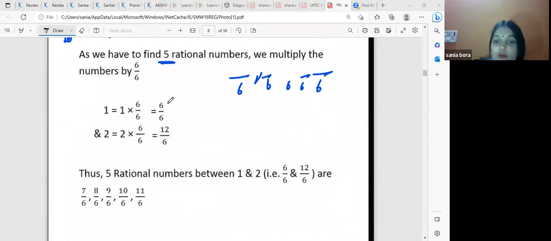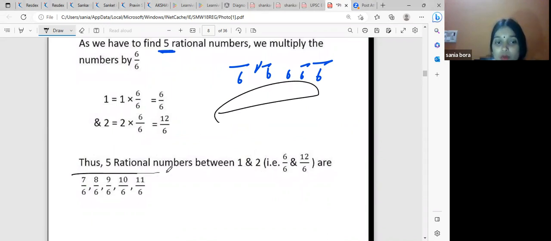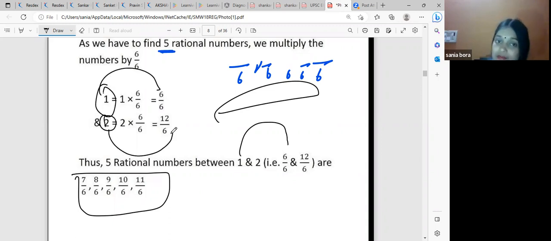Okay, very good. I hope you got it now, right? So at last, in maths, your presentation is very, very important. You have to write it like this: these 5 rational numbers between 1 and 2 are 7 upon 6, 8 upon 6, 9 upon 6, and so on. If you just wrote the answer, I don't know what it is. You have to write the conclusion that these 5 rational numbers between 1 and 2 are these. In brackets you have to write that now 1 is 6 upon 6 and 2 is now 12 upon 6. Clear? Writing like this is very, very important.